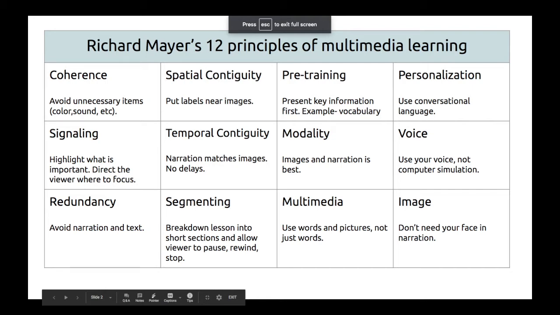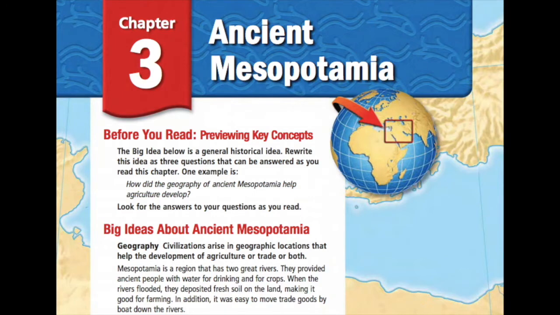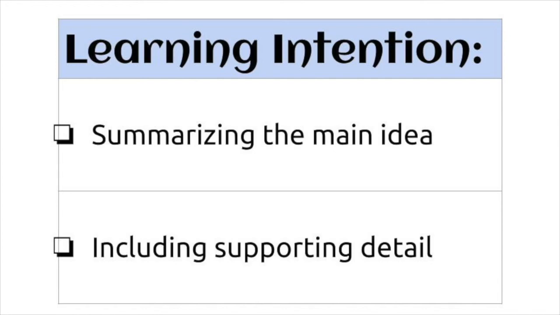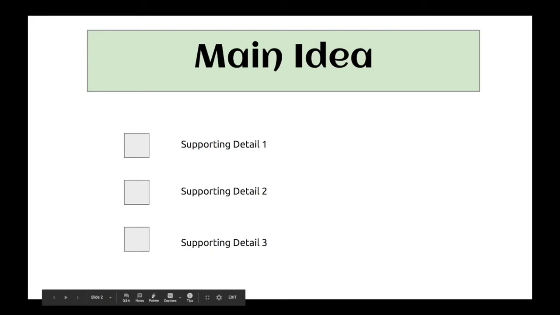In today's lesson, we're going to be using the first section of the reading from yesterday on ancient Mesopotamia. And today we're going to be learning how to summarize the main idea of what we read, and also to include supporting details for our summary. We're going to use the boxes and bullets structure, which we've done before, so your final product will look something like this, with the main idea at the top, and then about 3 supporting details below.